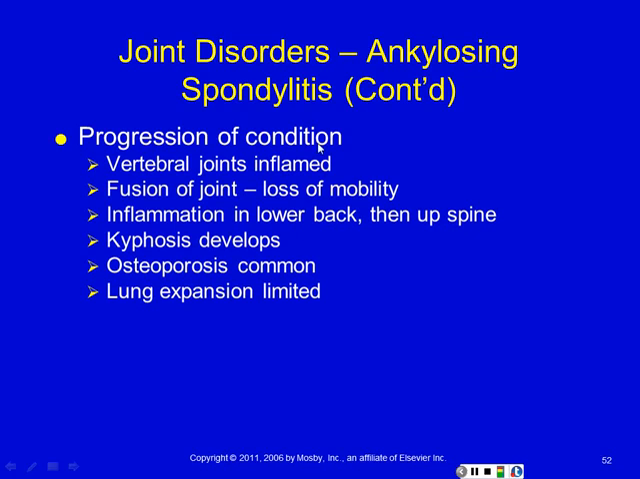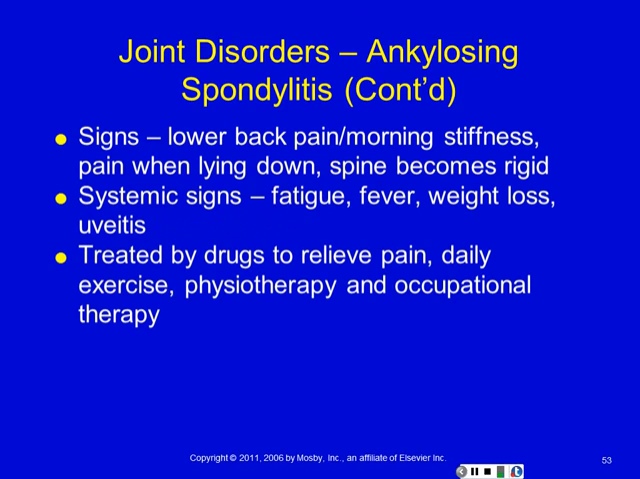The vertebral joints get inflamed. Eventually they fuse, so you lose mobility. You get lots of inflammation in the lower back, and then it starts to move up the spine. Eventually, when it proceeds high up into the thorax, your lung expansion is limited because the ribs can't move up and out like they're supposed to when you take a breath in. So the classic signs here are lower back pain in the morning and stiffness in the morning.